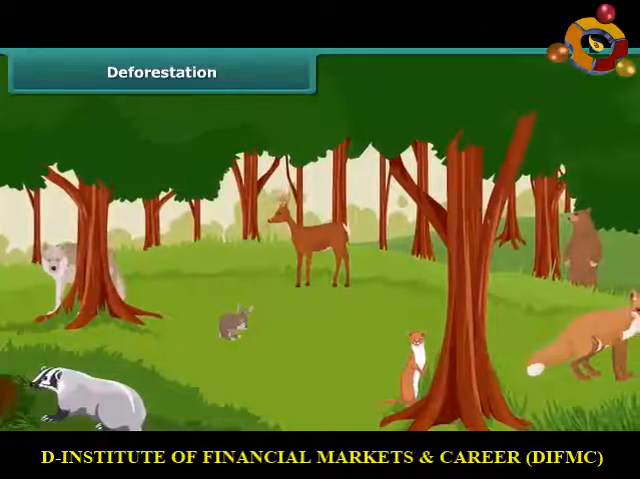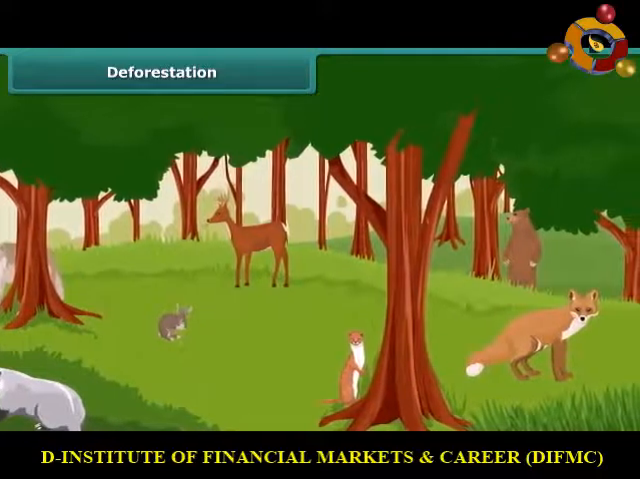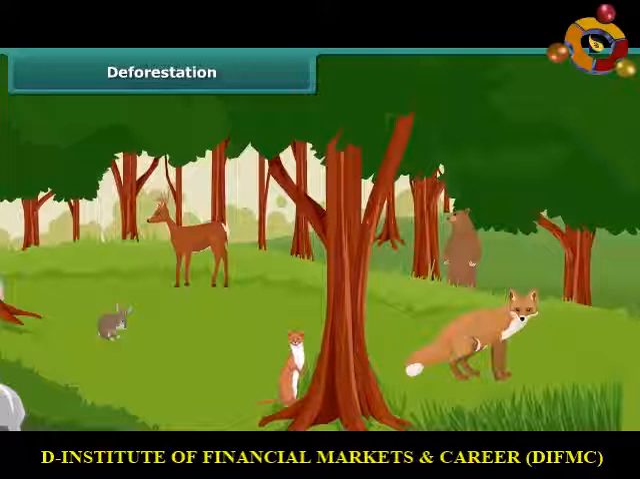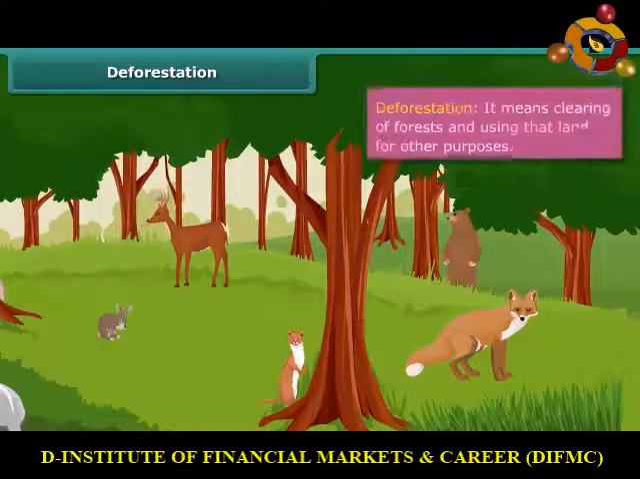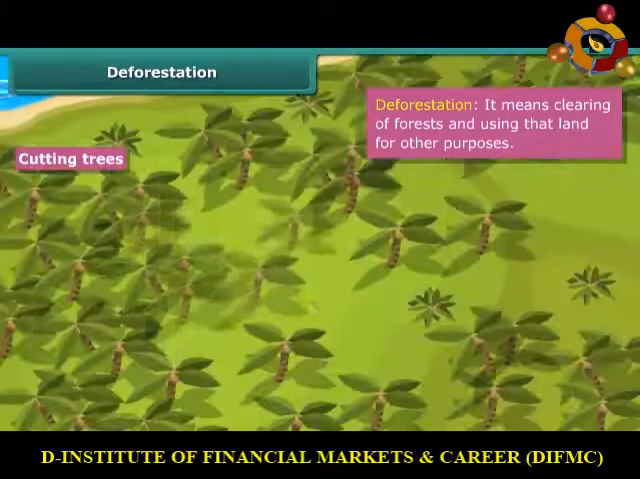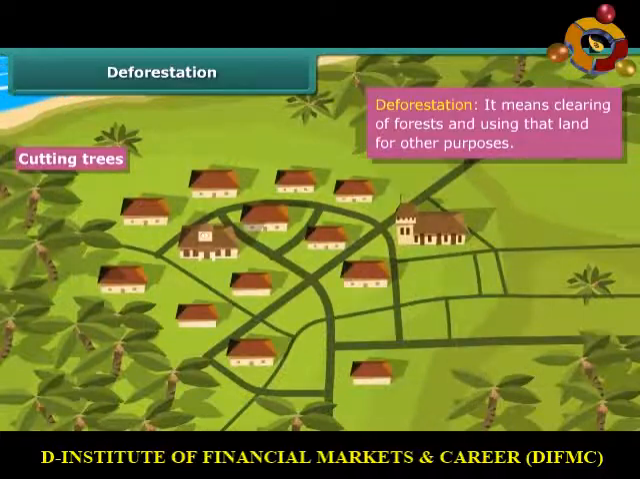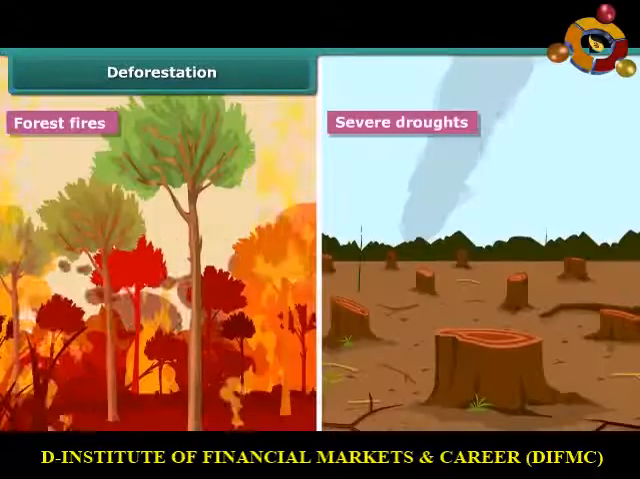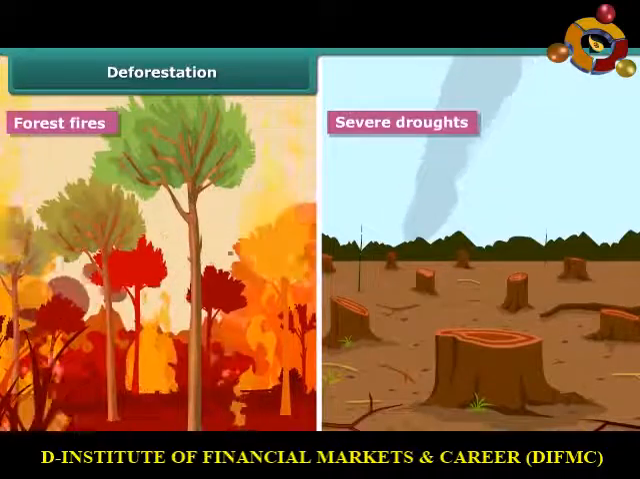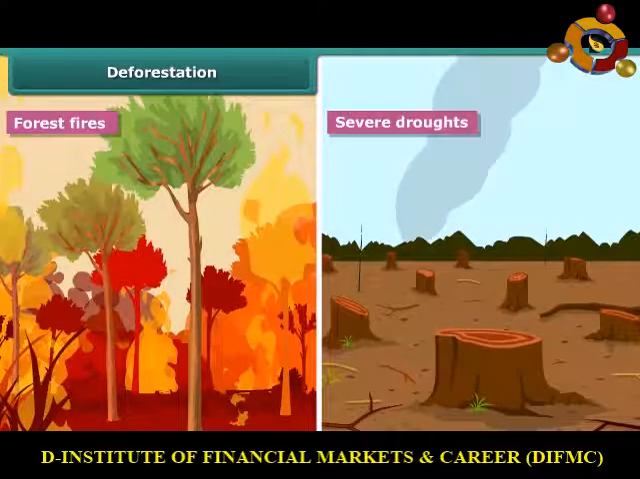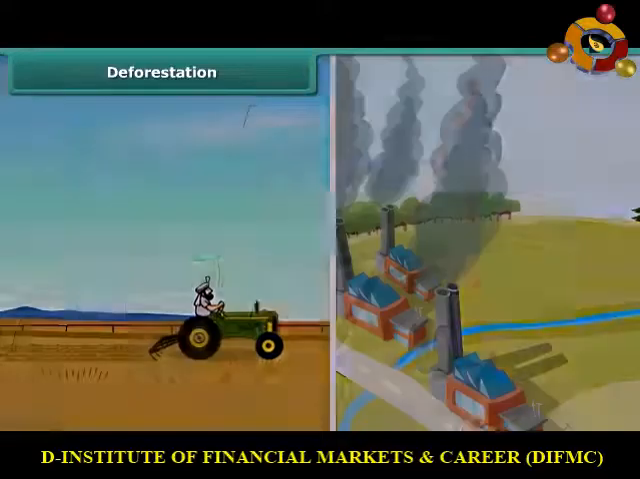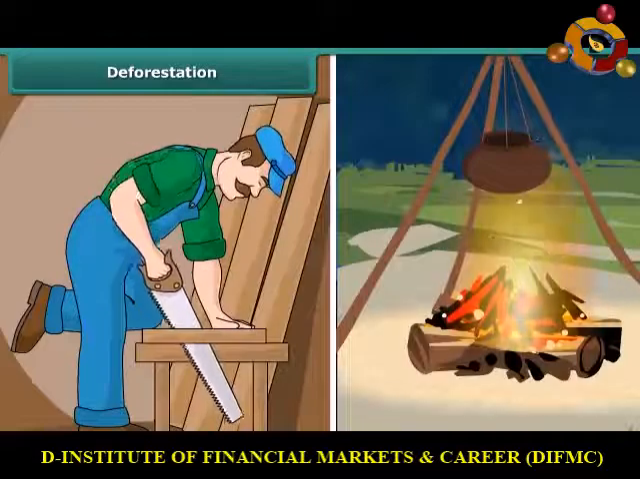Friends, a great variety of plants and animals exists on Earth. They are essential for the well-being and survival of mankind. But a major threat to survival of these organisms is deforestation. Deforestation is clearing of forests and using that land for other purposes. Some natural causes of deforestation are forest fires and severe droughts. Man-made causes of deforestation include cutting of forest trees for purposes like procuring land for cultivation, building houses and factories, making furniture, or using wood as fuel, etc.